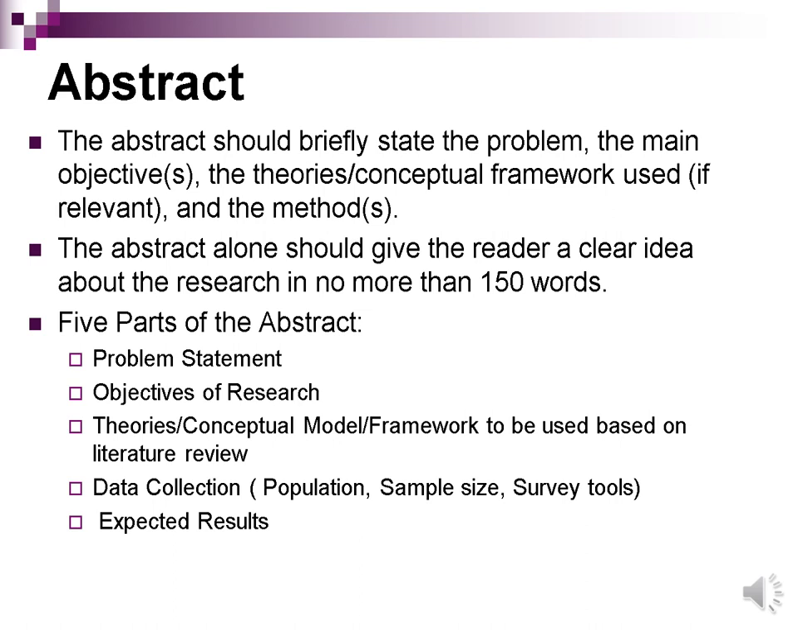The abstract is a very important part of the synopsis, which gives a holistic picture of what you have done or what you are supposed to do in the research. Normally we expect at least five parts, and the size of the abstract is normally 150 to 200 words, which makes it half a page, even less than that. Normally it is single spaced, and at the end we have some keywords. Within the abstract, we should have some information about the problem statement, the research objective, the theories, conceptual model and framework used based on the literature review, the data collection, which is population, sample size, survey tool, analysis, and so on, and then the expected results.